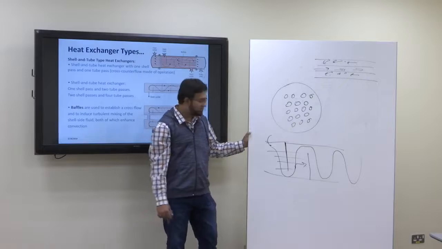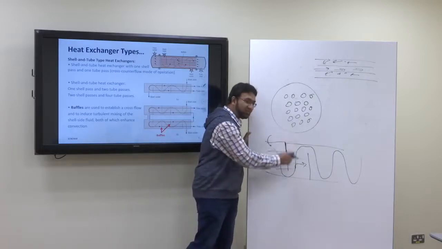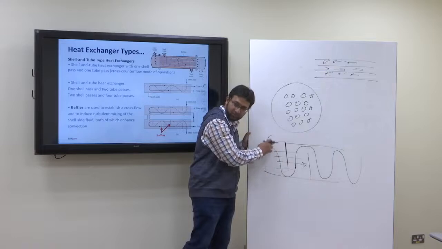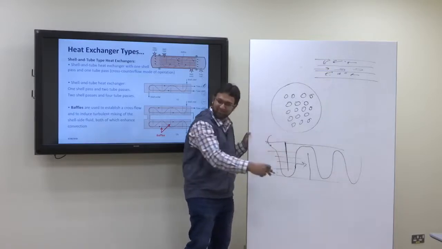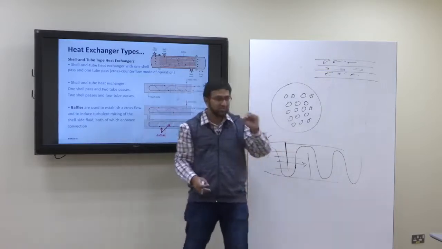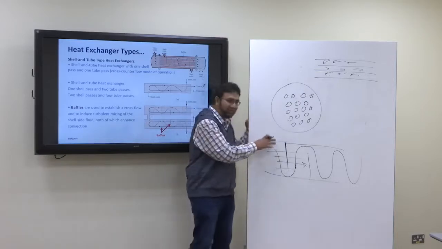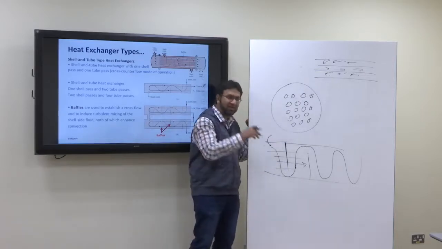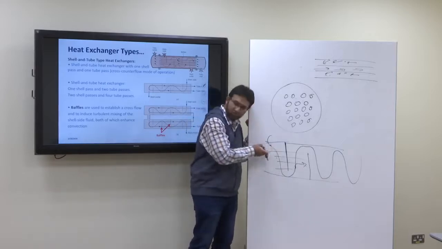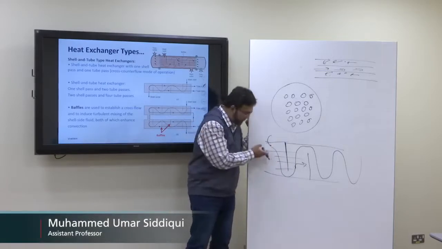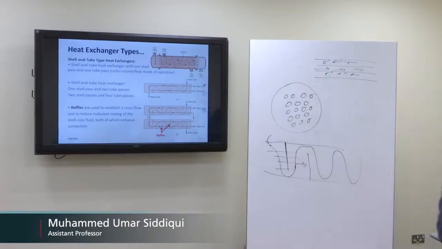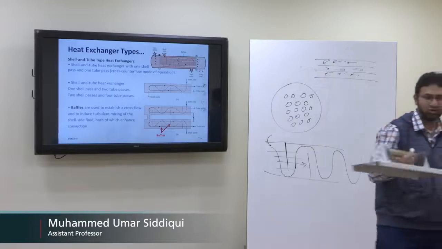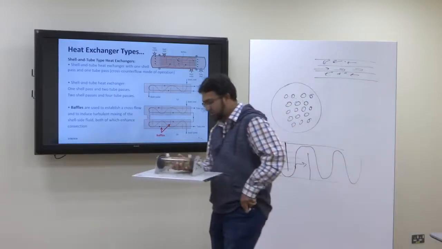So you understand? All the time, the fluid moves in the cross direction to the tubes. So it's like a zigzag path. At any instant, the motion of the fluid in the shell is cross with respect to the motion of the fluid in the tubes. Now you can see here, that's why I brought this shell and tube heat exchanger. This is a small model of shell and tube heat exchanger.